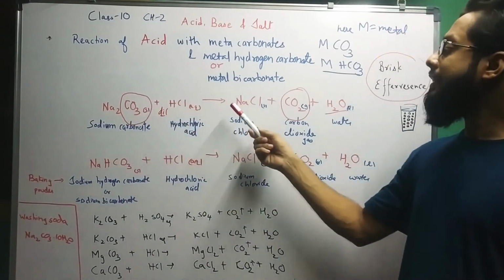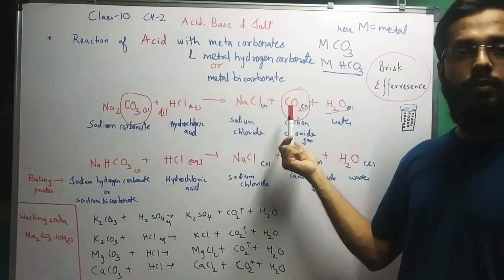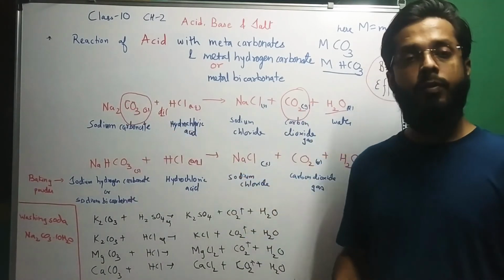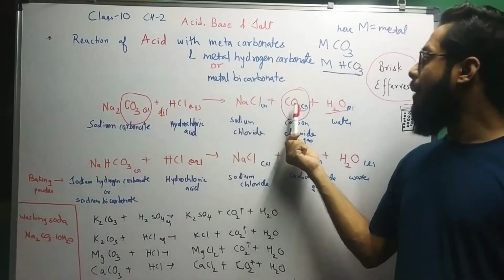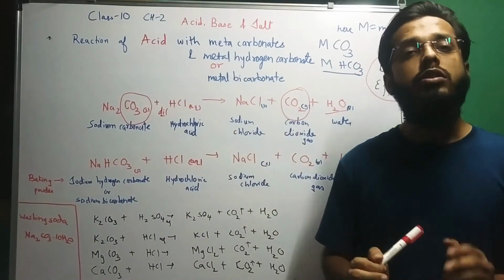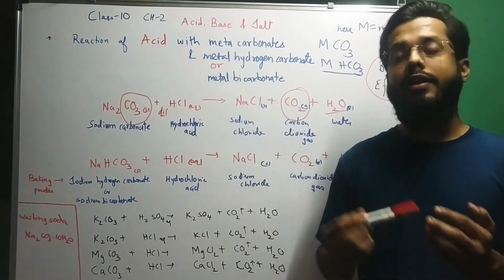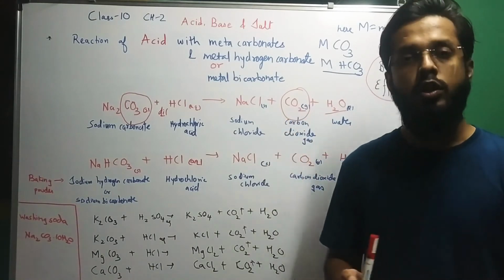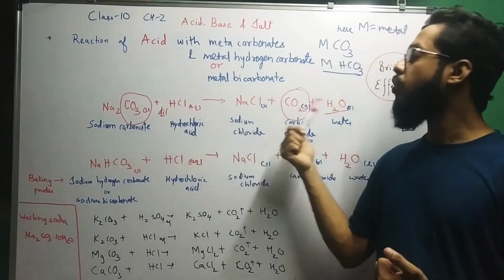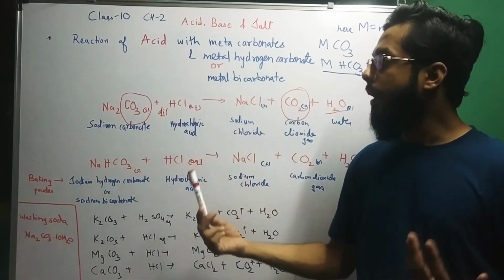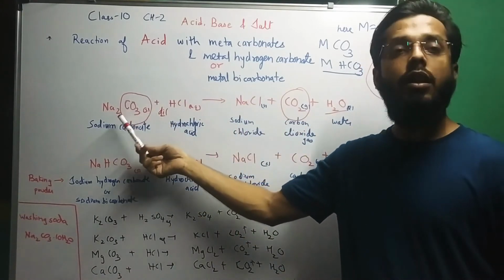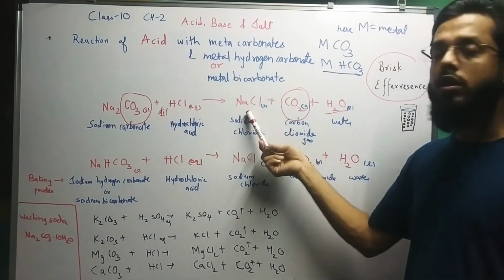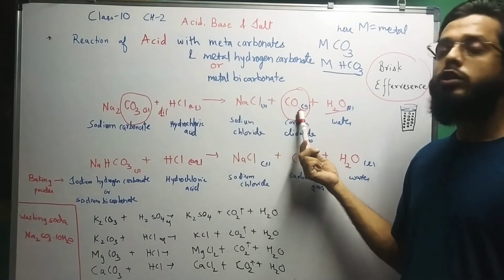And carbonate easily turns to carbon dioxide gas. Carbon dioxide gas is more stable than carbonate. Here carbonate and carbon dioxide both are oxides of carbon, and carbon dioxide is more stable, so it easily transforms into carbon dioxide gas. What you have to remember: whenever a metal carbonate reacts with an acid, we get salt, carbon dioxide gas and water.